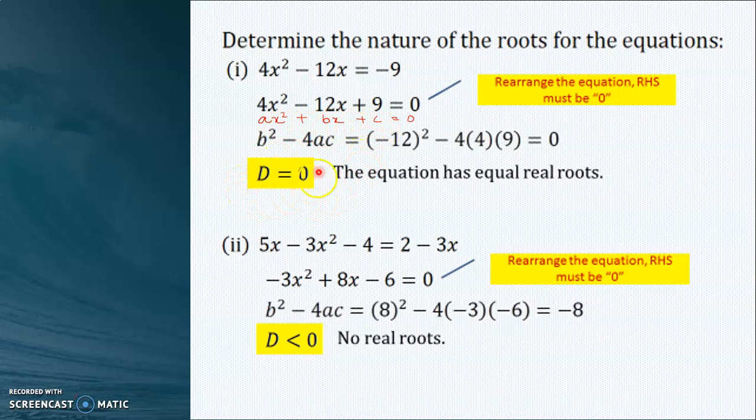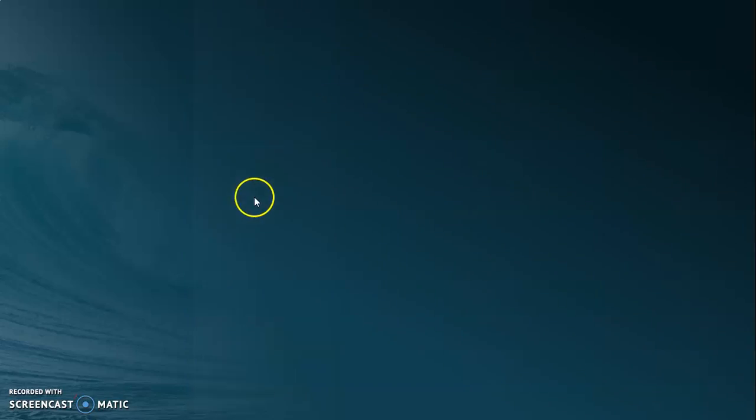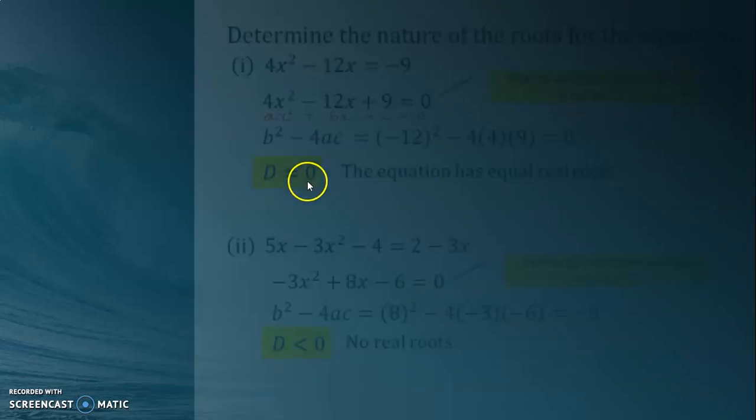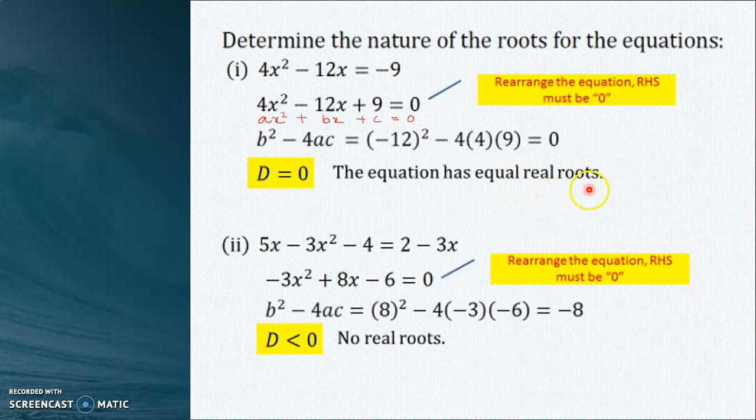In the previous slide I had explained this. When the discriminant is equal to 0, D is equal to 0, what will happen? The equation has equal or coincident roots. So the equation has equal real roots.